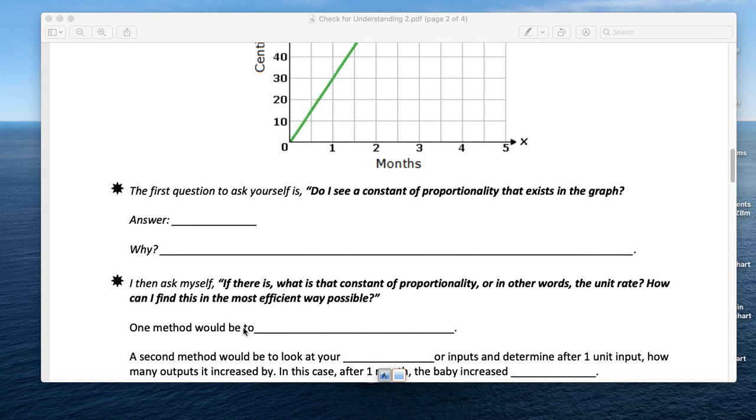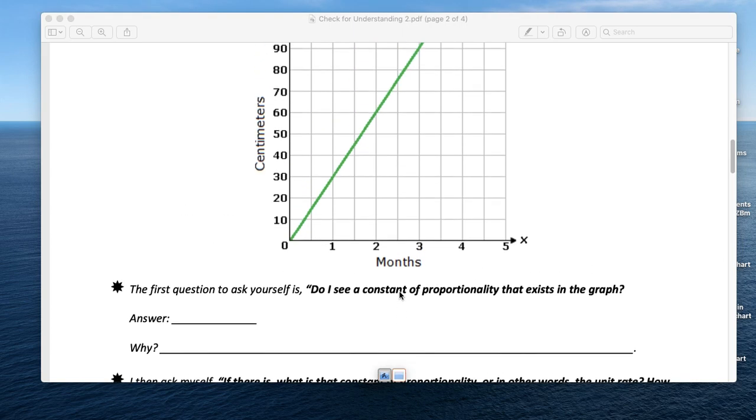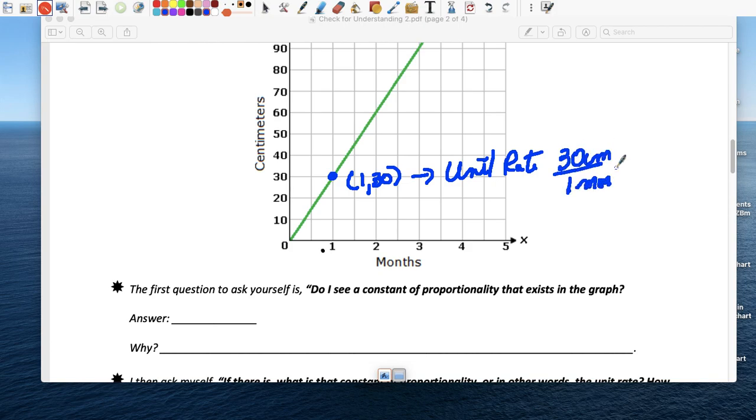So one method is to check if there's a constant proportionality. Let's look at some points over here. On your graph, even though it didn't ask you, you want to put a little dot there and understand that this point (1, 30) is your unit rate. We can write it as 30 centimeters in 1 month. That's what the baby grows every month. That's your unit rate. He grows by 30 centimeters. And this 30 is your constant of proportionality.